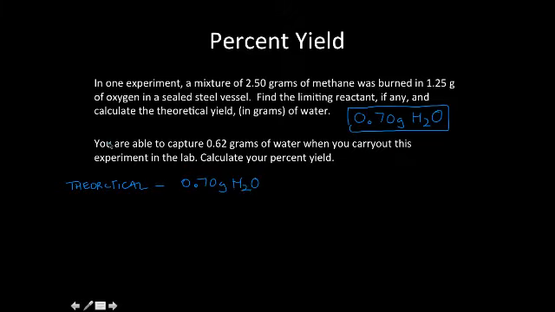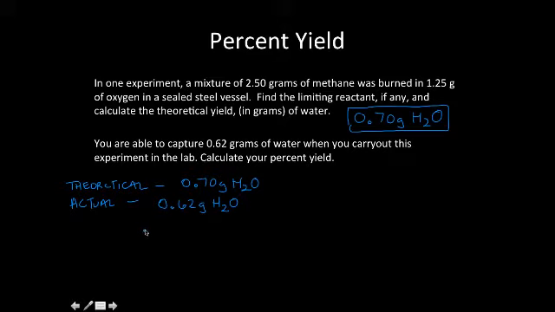Now, if I read further, it says you are able to capture 0.62 grams of water when you carry out this experiment in the lab. Calculate your percent yield. Well, remember, the actual yield is the amount that I obtained when I actually did the reaction. So this little sentence here tells us that we got 0.62 grams. So 0.62 grams of H2O would be our actual value.